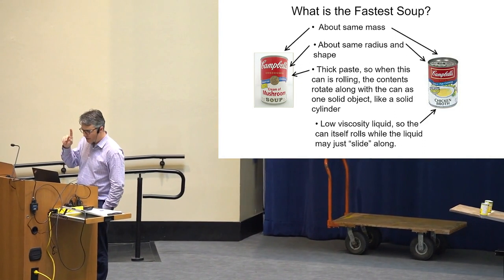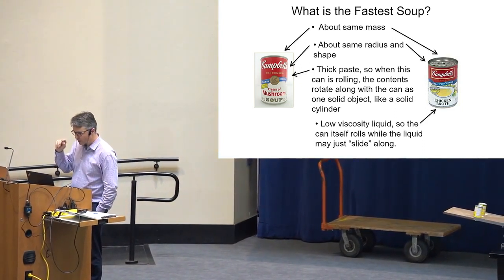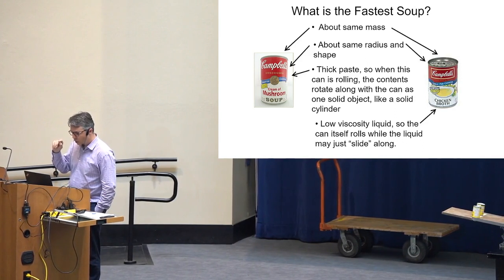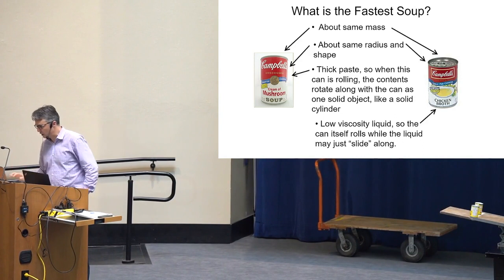Mushroom soup is the thick paste. So when it's rolling, the contents rotate along with the can as one solid object, like a solid cylinder. And chicken broth is a low viscosity liquid, so the can itself rolls while the liquid might just kind of slide along.